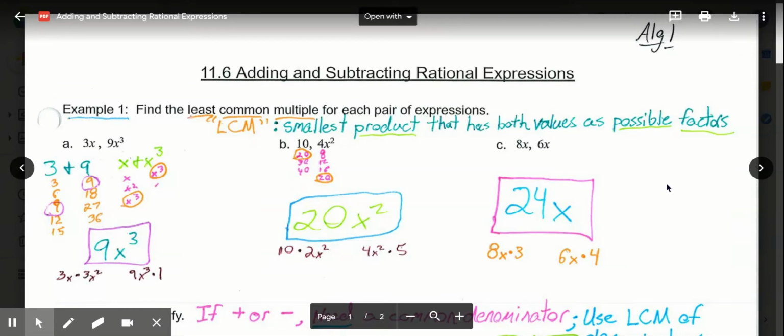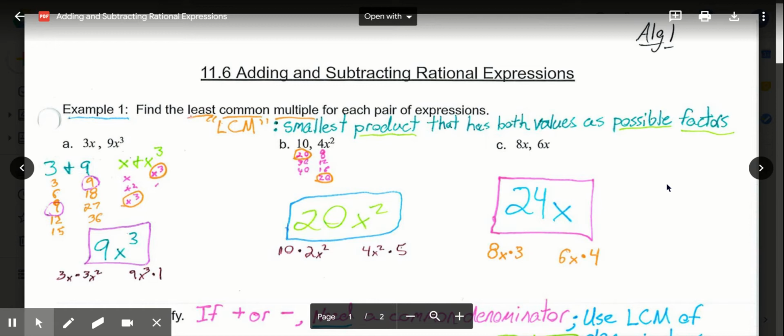Hello, and welcome to our lesson on adding and subtracting rational expressions. So, for this lesson of adding and subtracting, you need to make sure, just like with all fractions, that you have a common denominator before you're able to add or subtract.